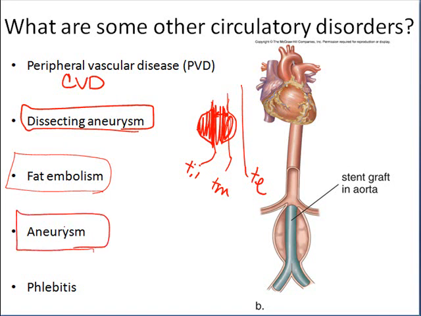Aneurysms, as I said before, is just a swelling or bulging of a blood vessel due to weakening of the wall. And phlebitis, remember there's that ending itis, which means some sort of inflammation. Phlebitis is inflammation of a vein.